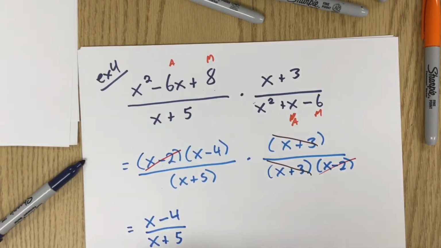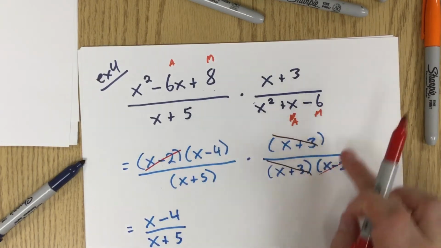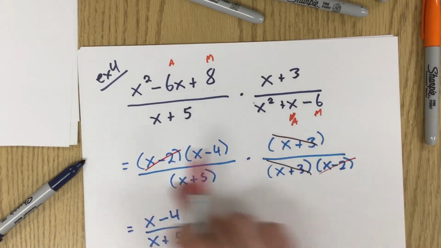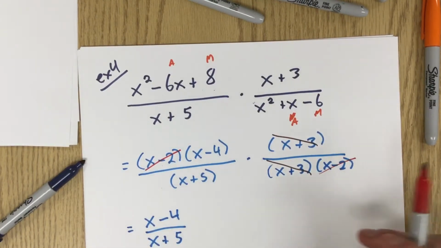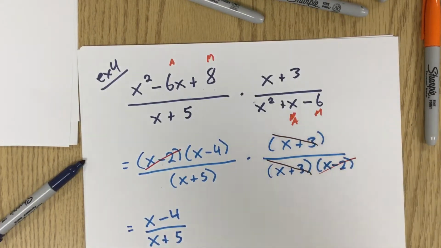And now we need the restrictions. Now, the restrictions come from any step. This is probably a better format. So this step is probably the better one to get the restrictions from, because it's going to be this times this times this. None of those could be 0.